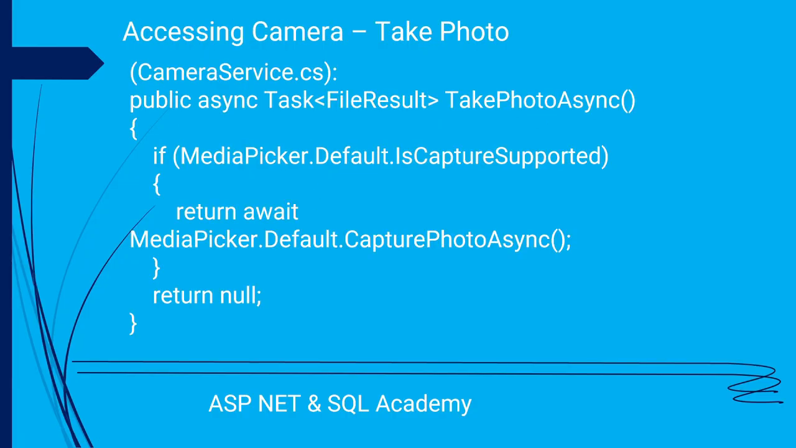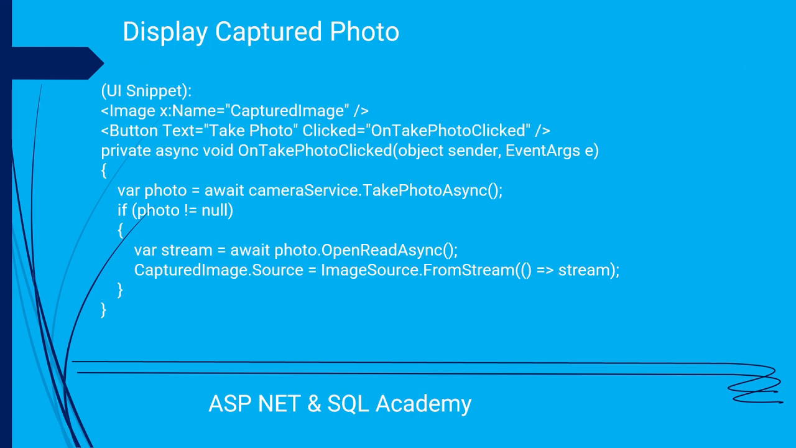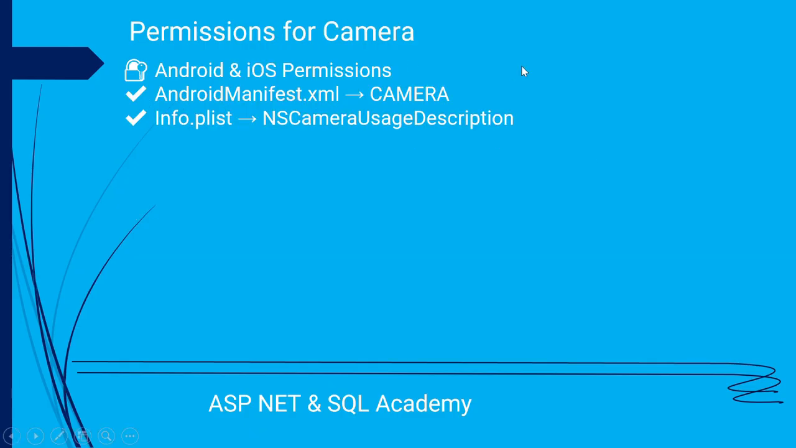Use MediaPicker to capture a photo from the device camera. This works on both Android and iOS. After taking a photo, you can load the result into an image control by converting the stream to an image source. For camera access, you must declare permissions for Android and iOS. Otherwise, the camera feature will not work.